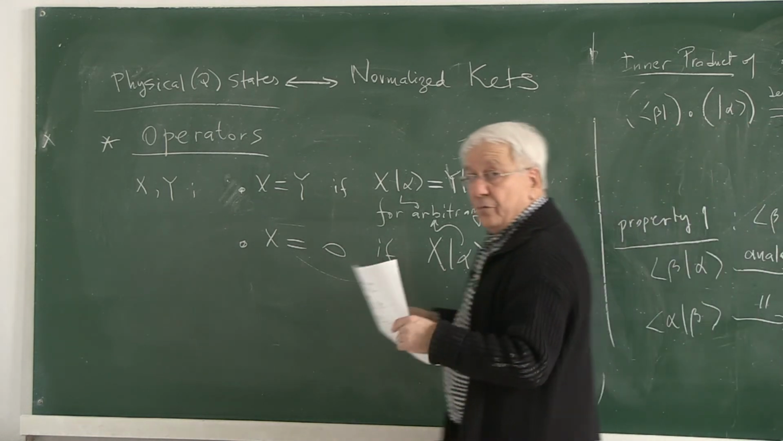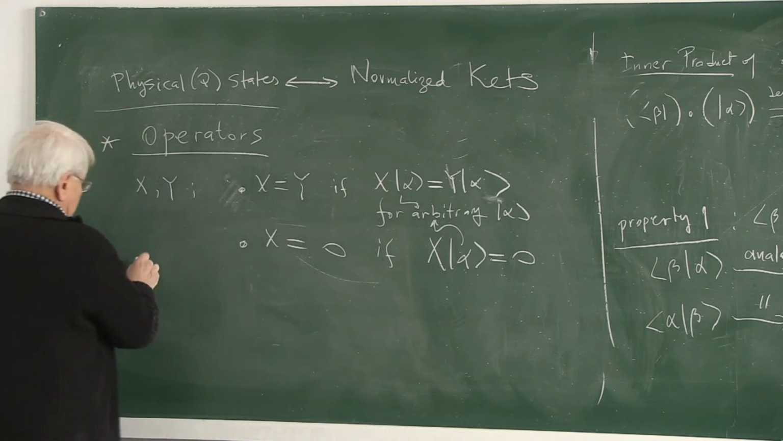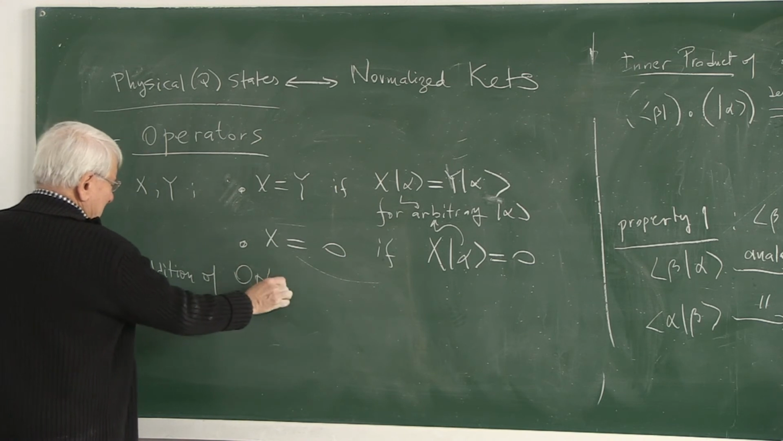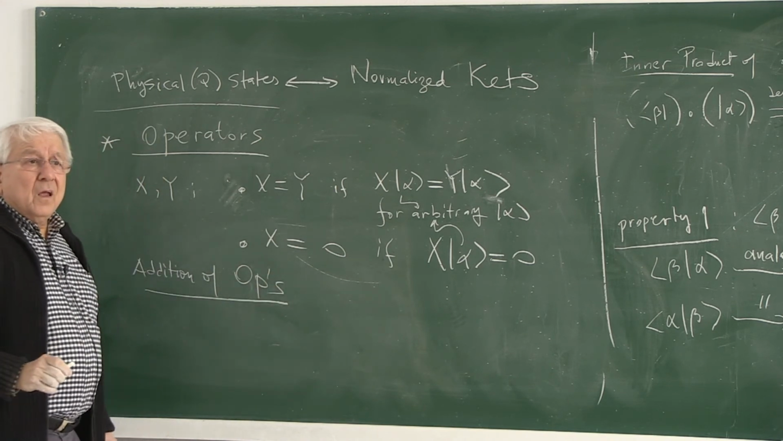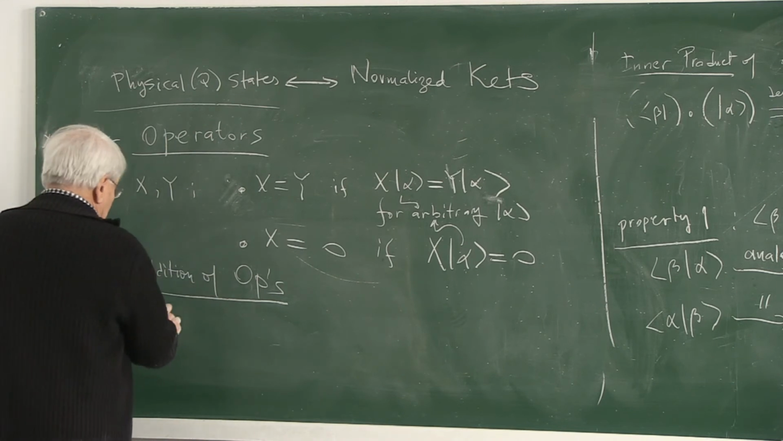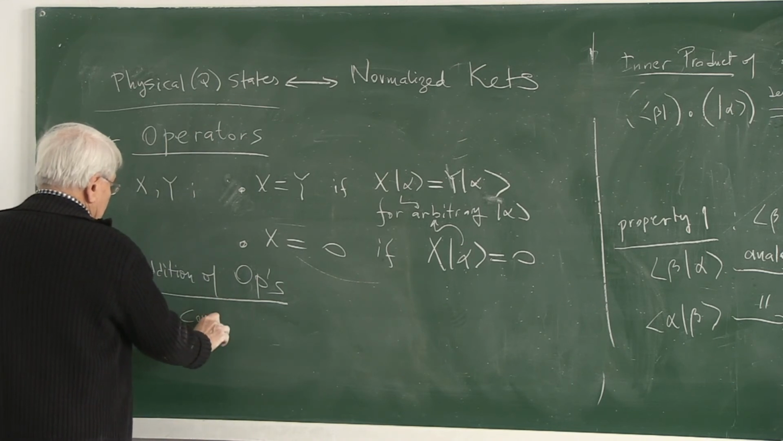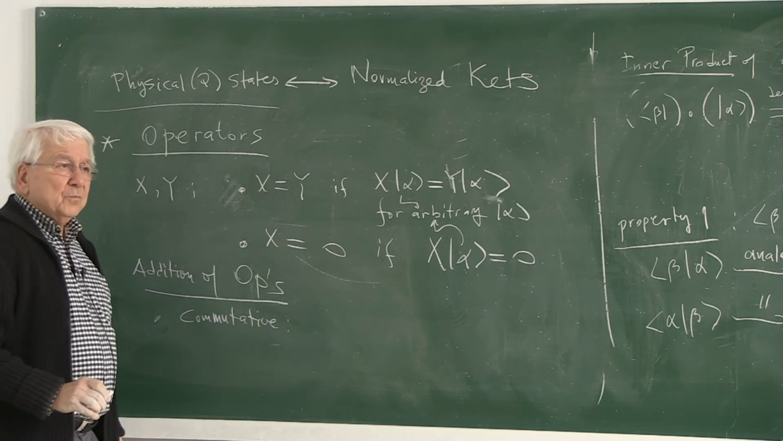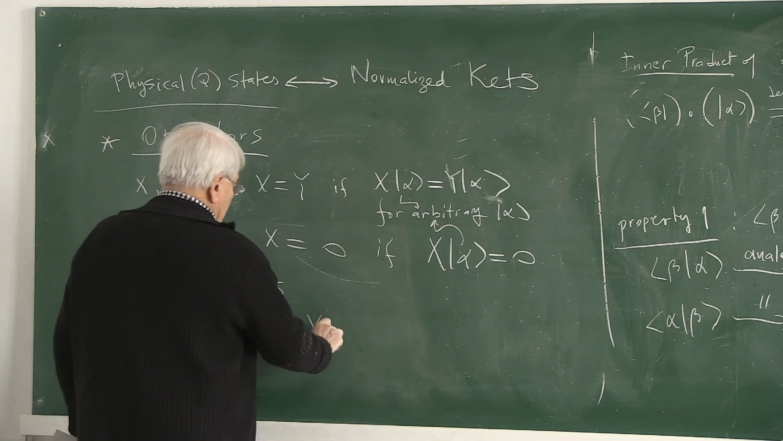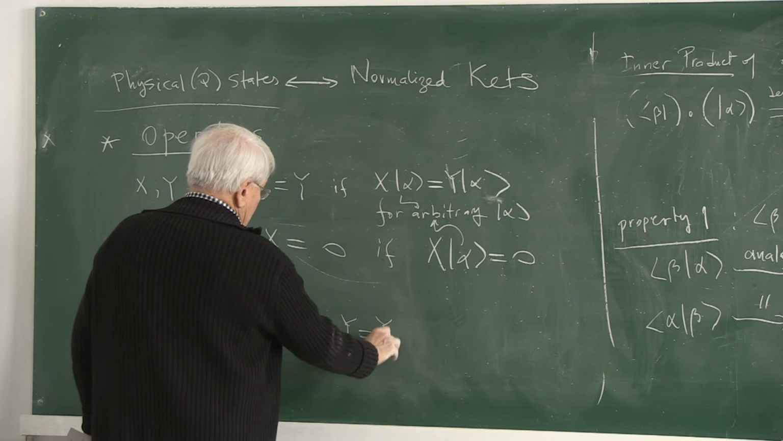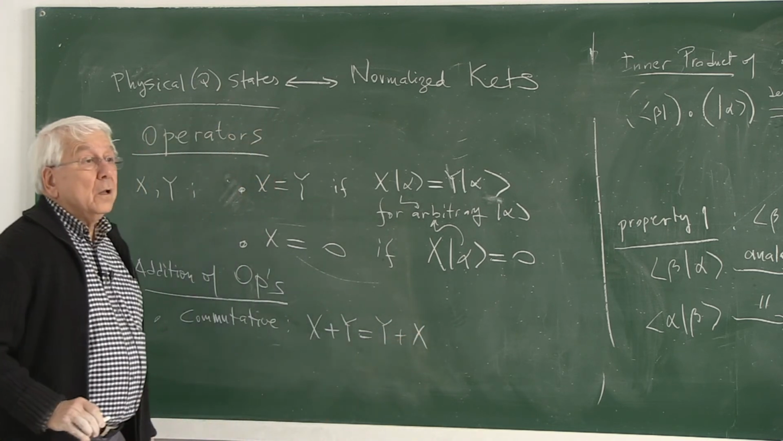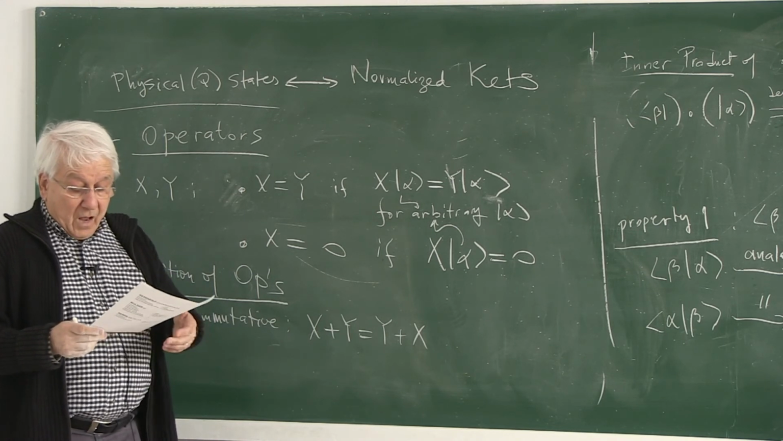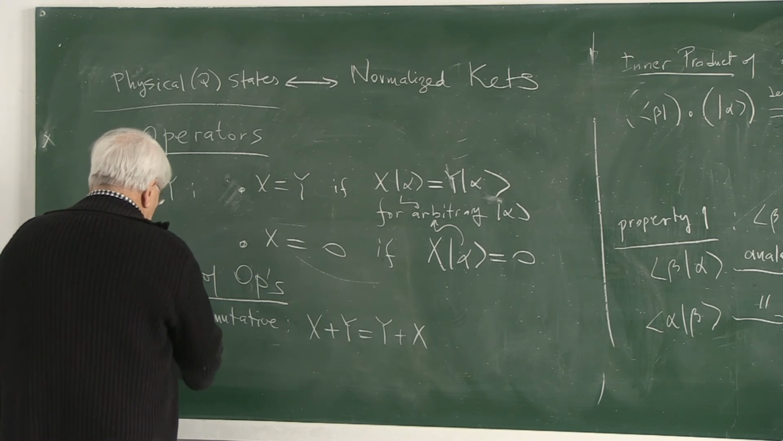Now let's define the addition of operators. The first property is that addition is commutative. May sound trivial, but these statements are not trivial. You can add them in any direction. And they're also associative.